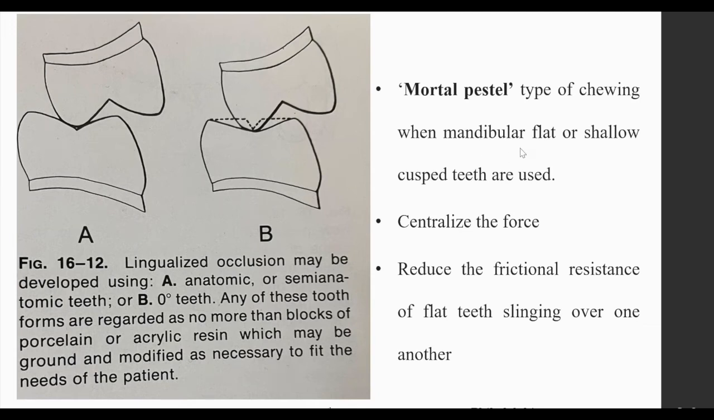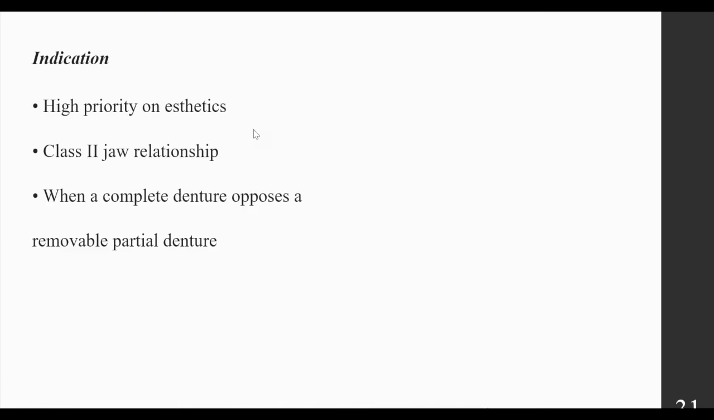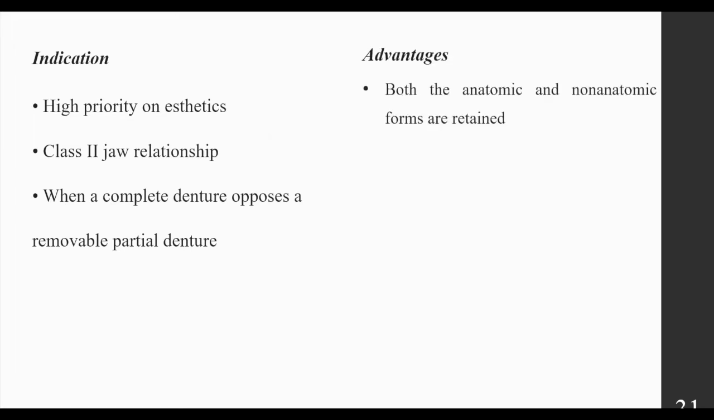This type of occlusion is a mortar-pestle type. The forces here are centralized and there is a reduced frictional force because the surface area contacted is less. It's indicated when high priority on aesthetics is needed in class 2 jaw relation and when a complete denture opposes a removable partial denture. Its advantages are both anatomical and non-anatomical forms are retained.